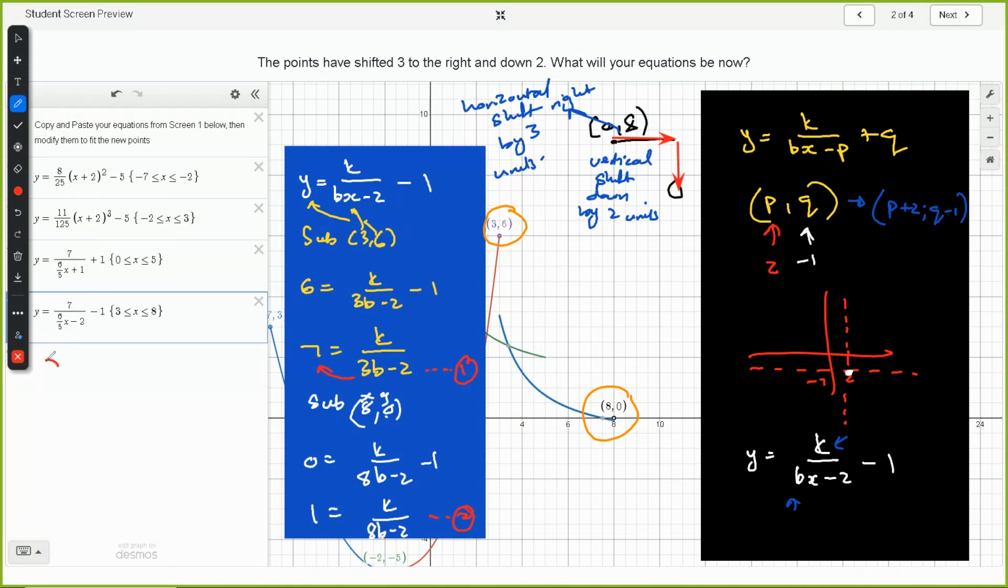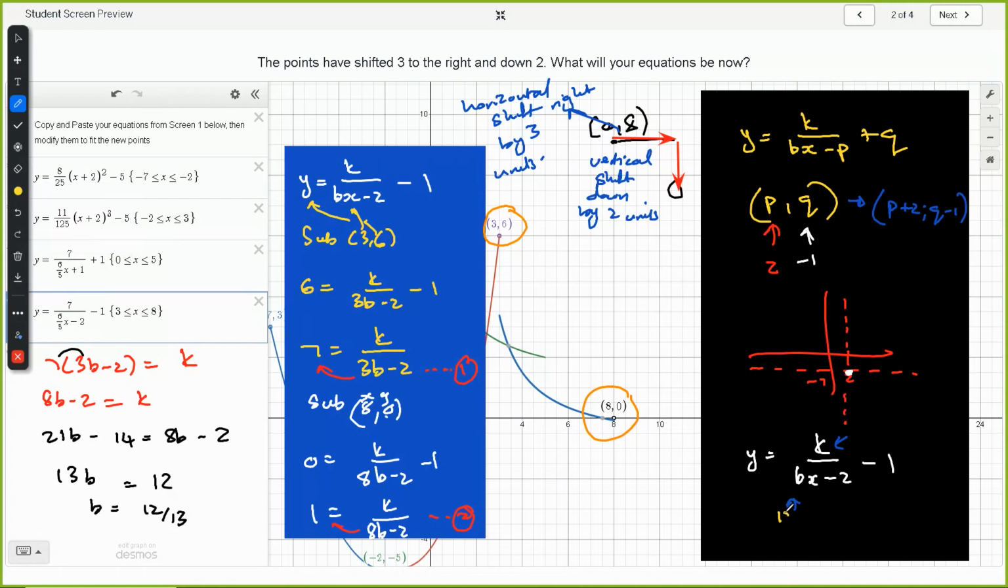I got 7 times 3b minus 2 is going to equal k, and 8b minus 2 is also equal to k. And so I can equate them. Remember, this is going to be 21b minus 14 is equal to 8b minus 2. 21 minus 8 will come to 13b. And then negative 2 plus 14 becomes 12. And so b will equal 12 over 13 for this. Okay, so that's my new b, 12 over 13.